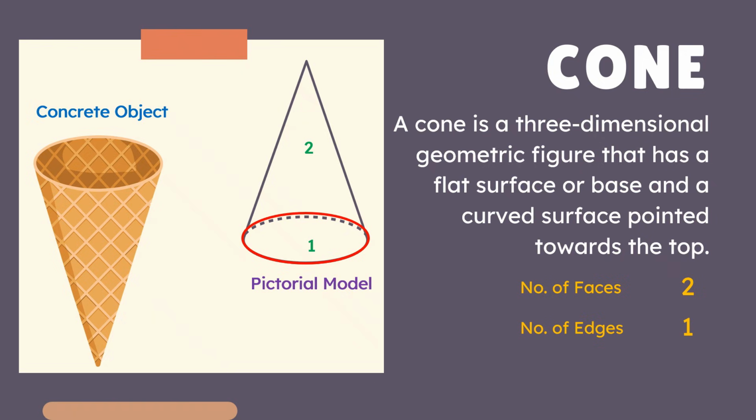How about the number of vertices? Okay, there's only 1 vertex, the pointed tip called the apex. So a cone has 2 faces, 1 edge, and 1 vertex. Next, we talk about the cylinder.